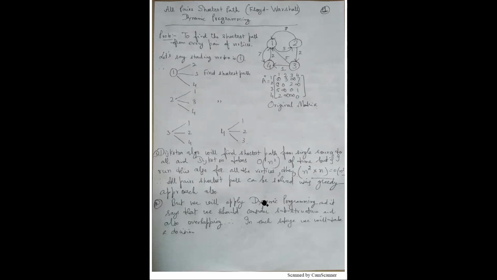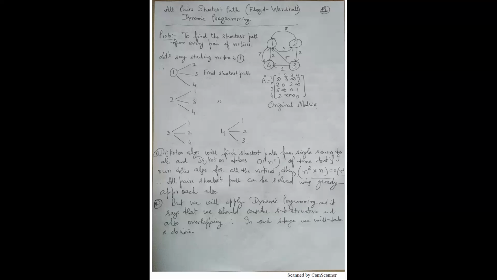But we will not use the greedy approach here. Rather, we will use the dynamic programming approach. The general definition of dynamic programming says that we must consider an optimal substructure and also overlapping subproblems. I have already explained the meaning of these things.